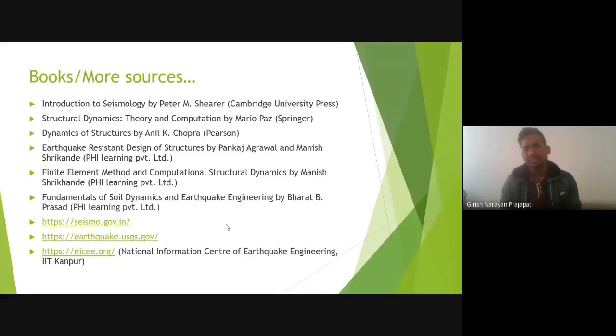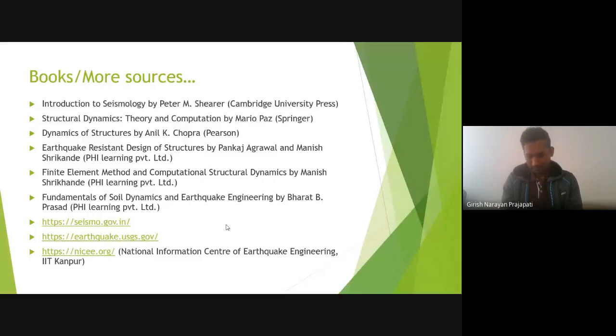If you provide only strength, the structure can collapse suddenly, behaving in a brittle failure. If there is a brittle failure, the building collapses suddenly, and you are trying to go out but are trapped inside. So it is always better to design our building with ductility. That is the basic concept used in the IS code and in earthquake engineering.